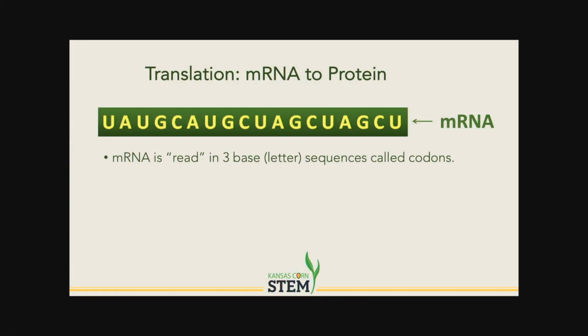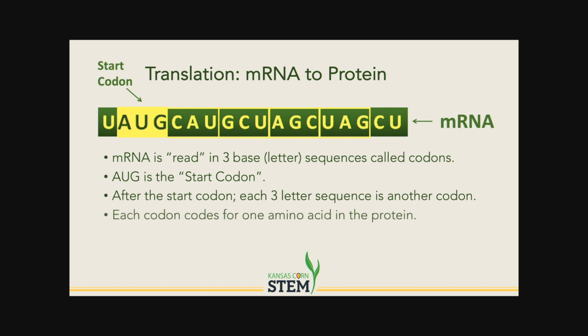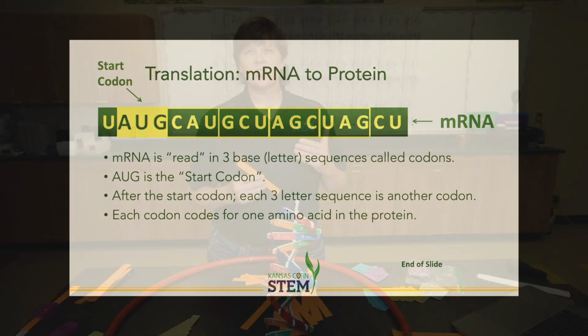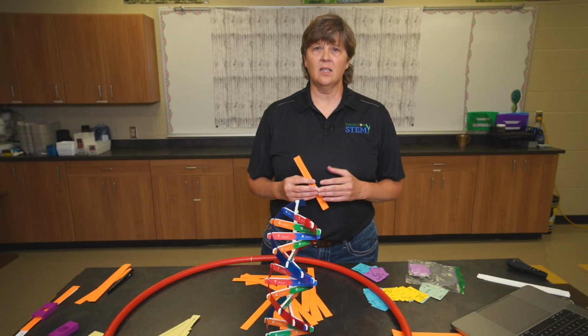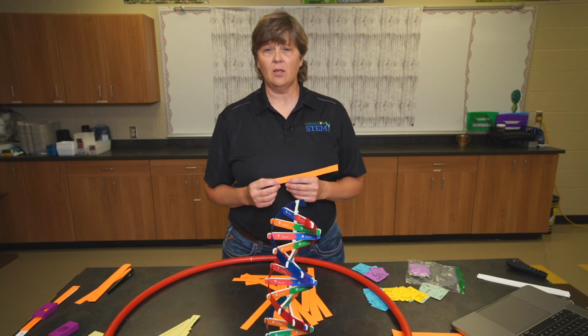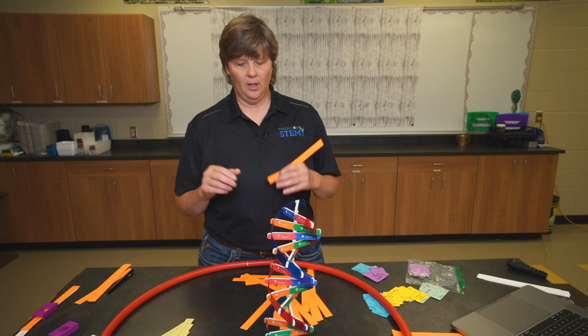And translation occurs by reading our messenger RNA 3 bases at a time. Those 3 bases are referred to as a codon. In order to begin reading this recipe, we're looking for a starting point. And that starting point is going to be identified by the letters AUG. That's the codon that represents, let's start here.